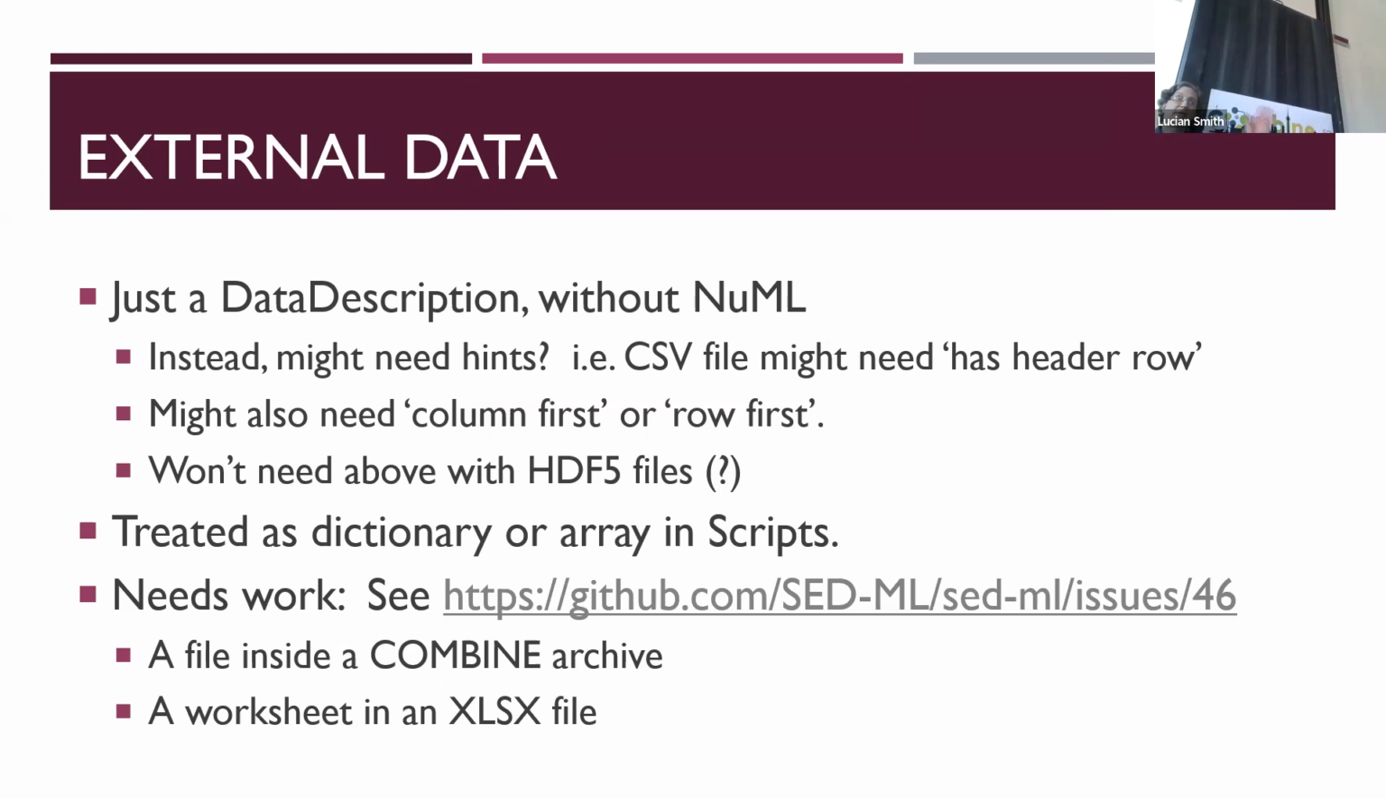I think this gets to the SED-ML specific way to reference things. In SED-ML, I think we should reference things as dictionaries or arrays. So if something has a header row, then you reference it by that header row. If it just is the third thing, then I can reference it by element 2, right?